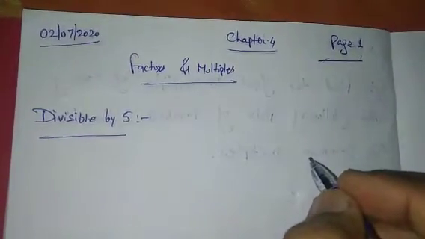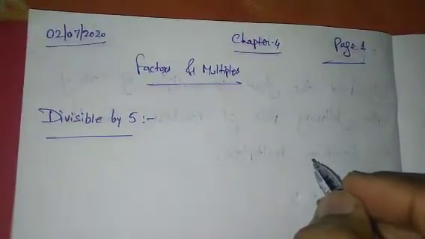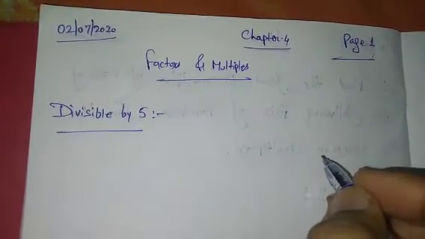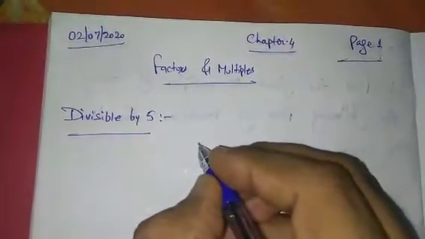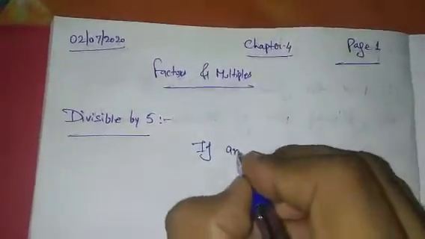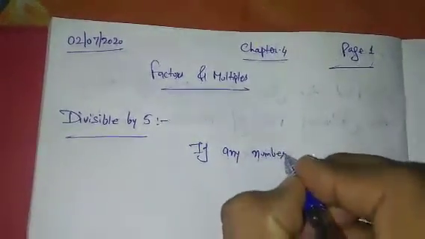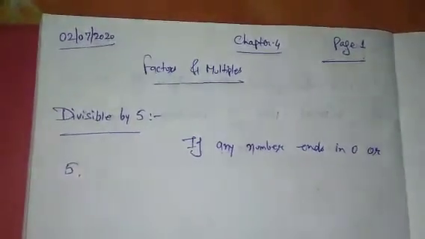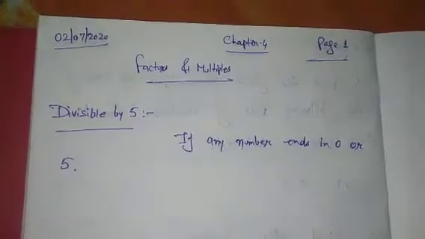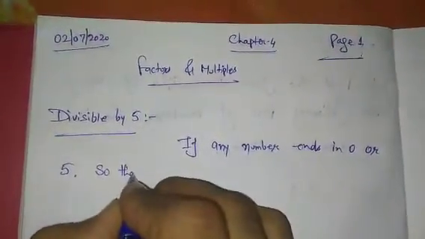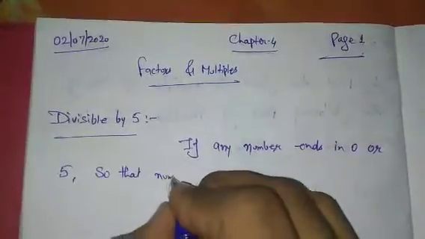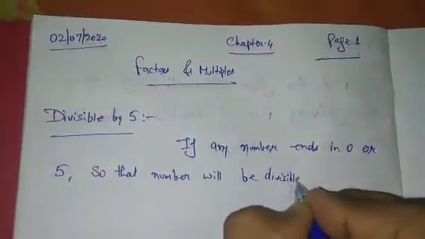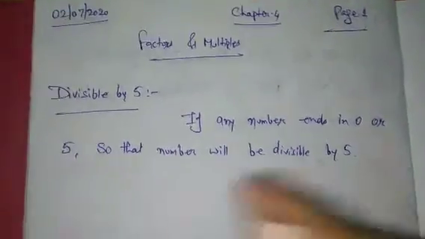Listen carefully. If the ones digit is 0 or 5, then that number is divisible by 5. So you can write it also: if any number ends in 0 or 5, that number will be divisible by 5. Clear students?